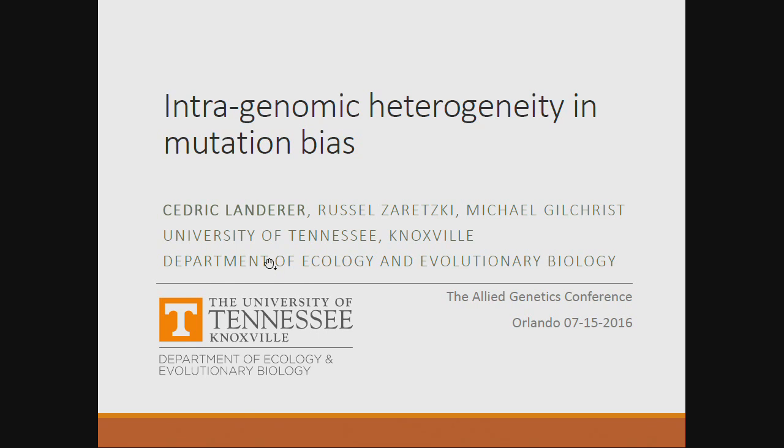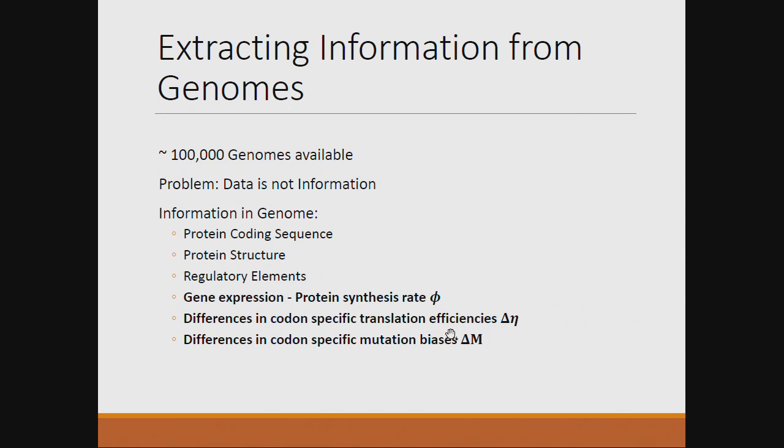So right now we have around 100,000 genomes available in the databases, and we face the problem that that's a lot of data, but we have to get information out of that data. What people usually think about when they think about what information is in genomes are the genes themselves, protein coding sequences, protein structures, regulatory elements, things like that.